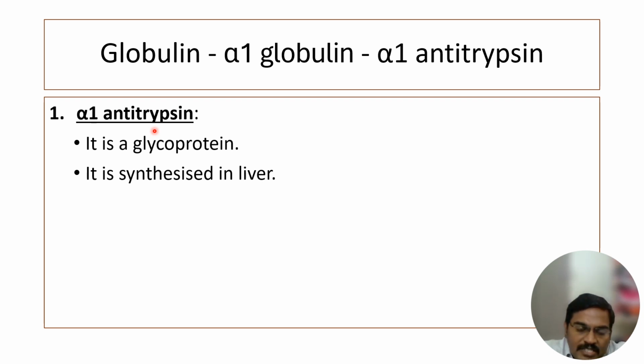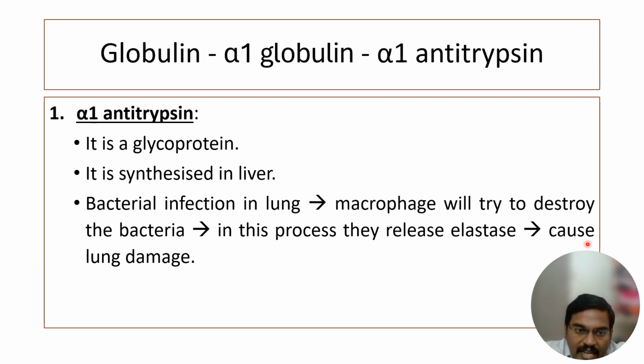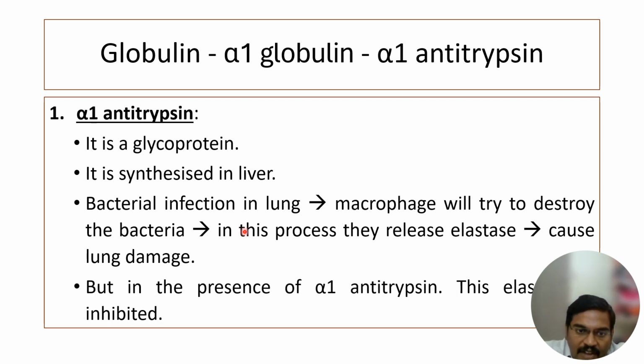When this macrophage is trying to destroy the bacteria, what will happen? It will produce elastase. This elastase can damage our lung. This is neutralized by alpha 1 antitrypsin. Alpha 1 antitrypsin is going to neutralize the elastase. So what is the main function of alpha 1 antitrypsin? It is going to protect our lung.